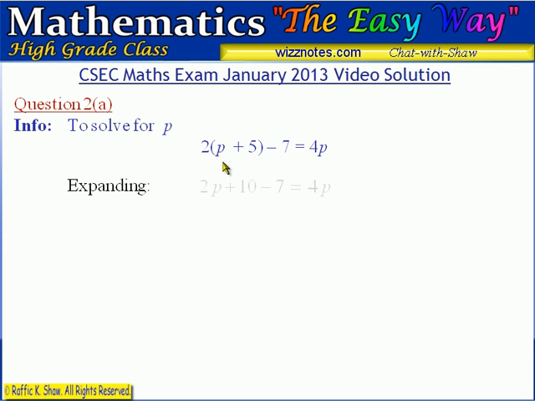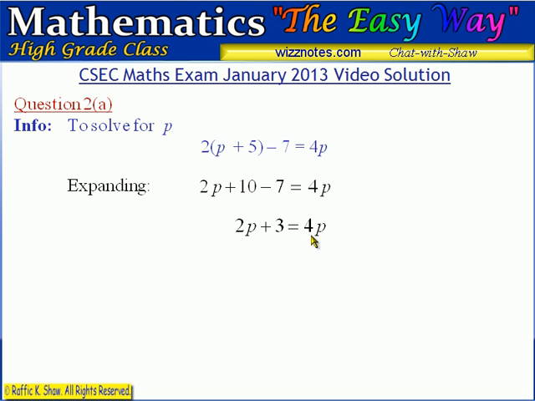And so expanding the bracketed term gives 2 multiplied by P is 2P, and then 2 multiplied by 5 is 10. This minus 7 comes back here, and on this side we have 4P. And now the 10 minus 7 is equal to 3, and so this equation reduces to 2P plus 3 equals 4P.